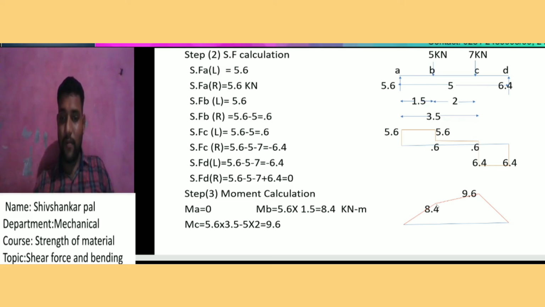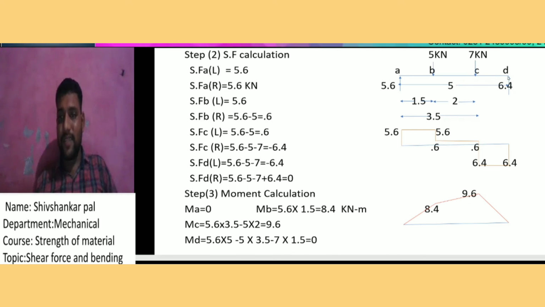So that is our point B. At point B the moment is 8.4, and the moment about point C is 9.6. Take a scale and draw the line from 8.4 to 9.6. Our next step is the moment about point D.